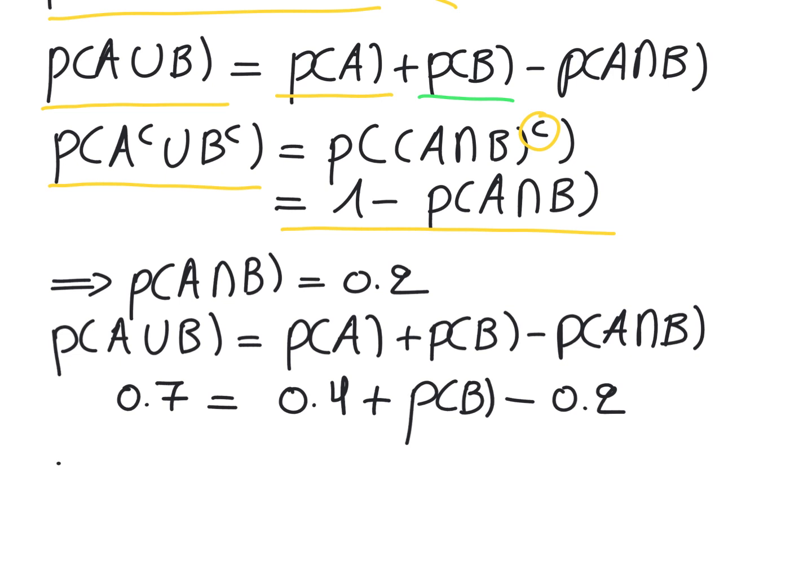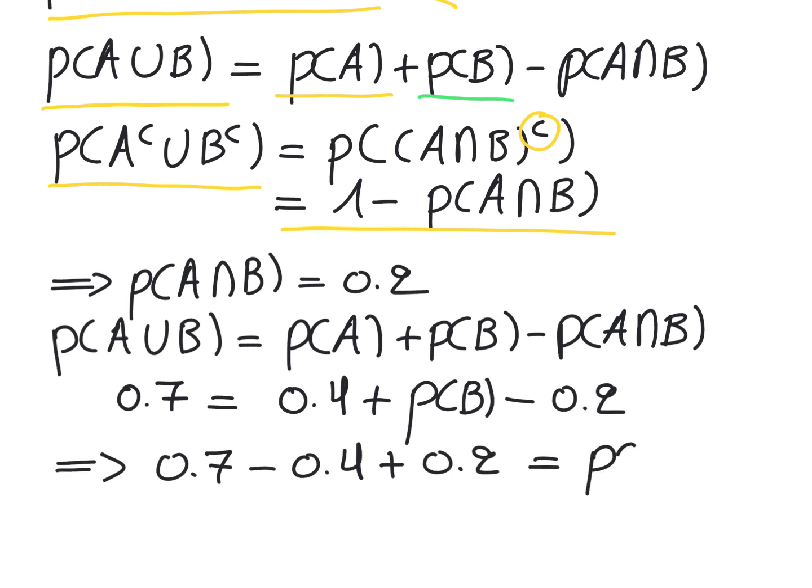So what we obtain is a very simple calculation. We have 0.7 on the left. If we bring the 0.4 to the left-hand side of the equation as well, and the 0.2, then we obtain the following. So this means that 0.7 minus 0.4 is 0.3, plus 0.2 is 0.5. So this is indeed the probability of B.